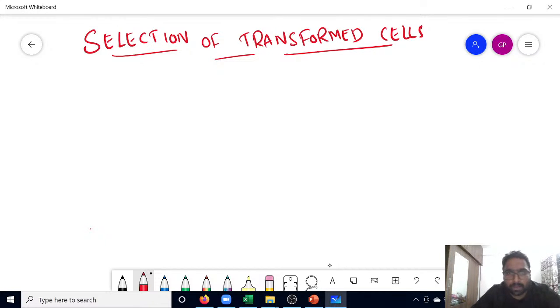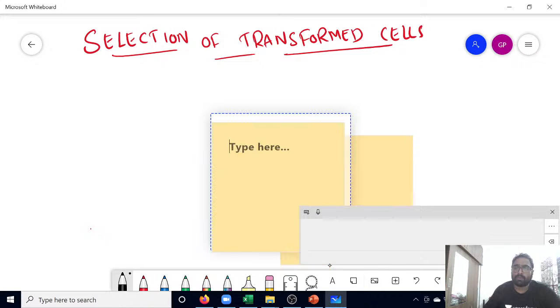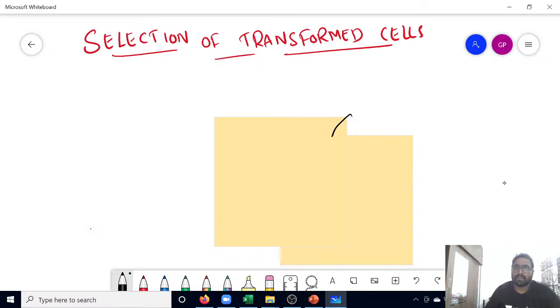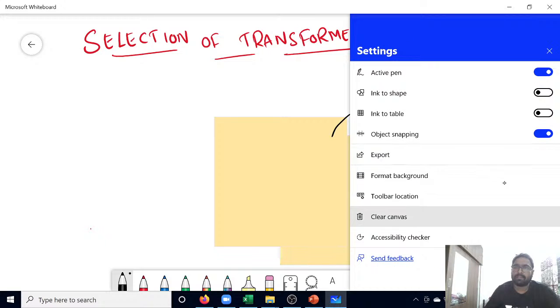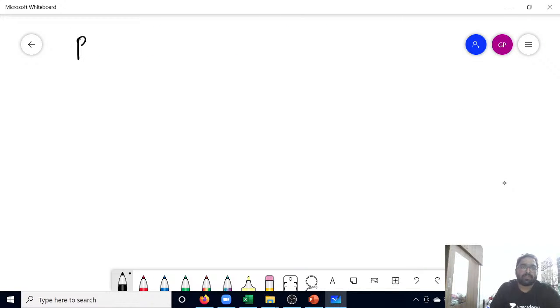If you get any doubt, you can post it in the comment box, live chat box, so that we can discuss all your queries. Now students, before going to explain that, first of all we have to understand what is pBR322. If you understand pBR322, then we can learn about the selection of transformed cells. Now students, let me talk about how pBR322 is.